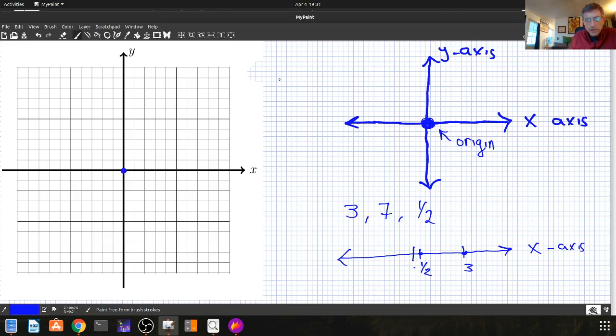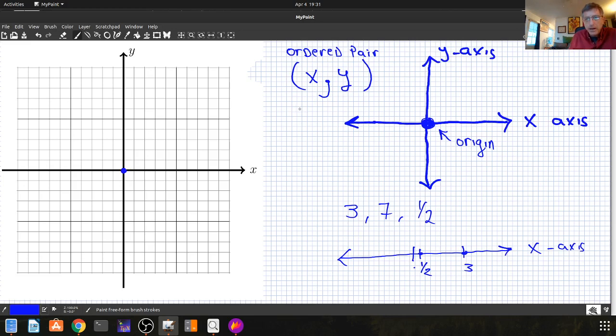So let's look at what's called an ordered pair. An ordered pair is a pair of numbers. And those numbers are enclosed in parentheses. And the first number is going to be a number along the x-axis. And the second number is going to correspond to a number along the y-axis.